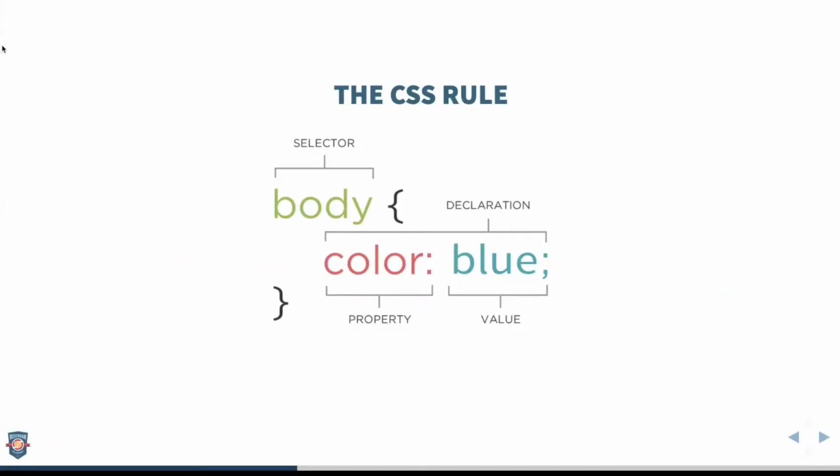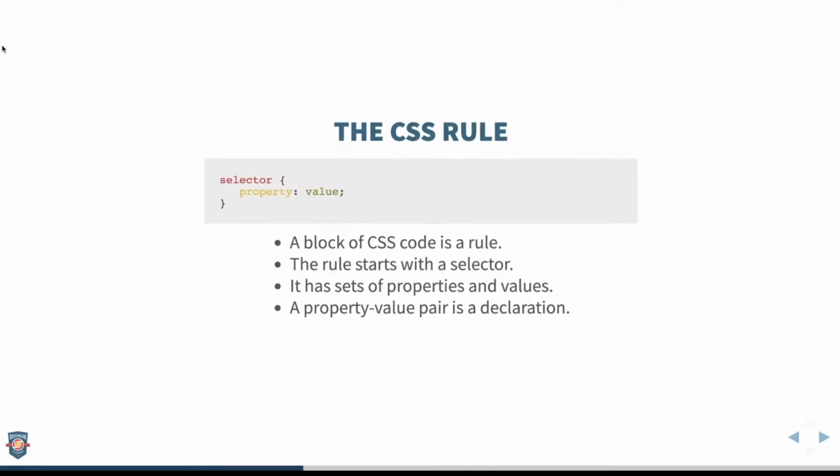The CSS rule is made up of 4 main parts. You have your selector, your property, and your value, as well as what's called curly brackets that holds what's called a declaration. And a declaration is made up of a property and a value. So again, here's another example of the CSS rule.